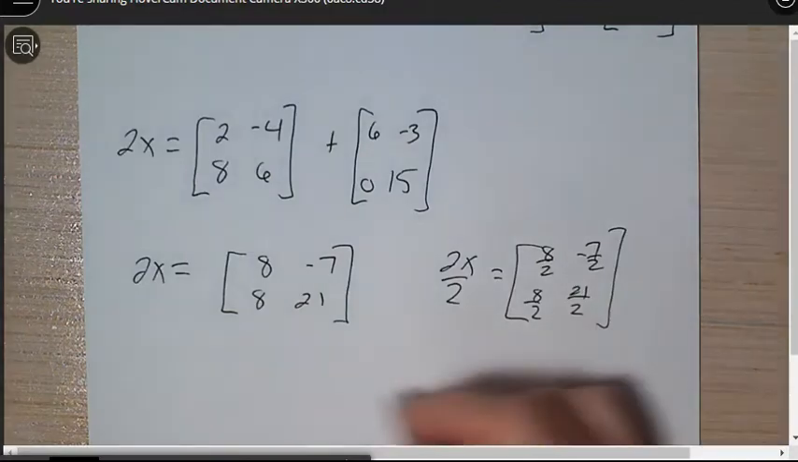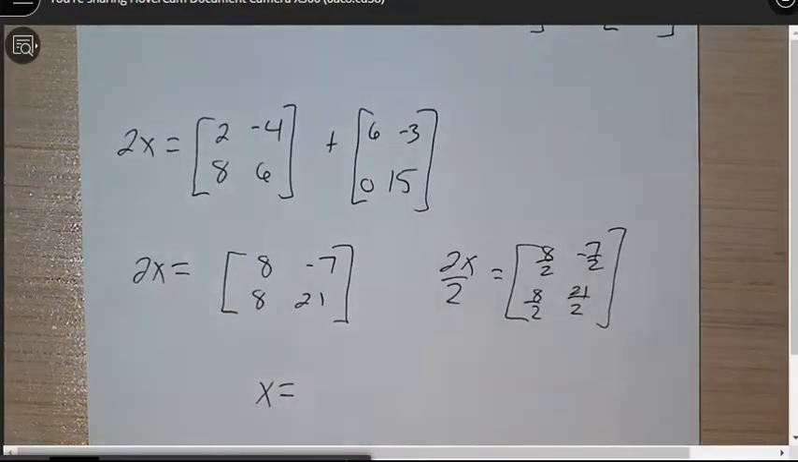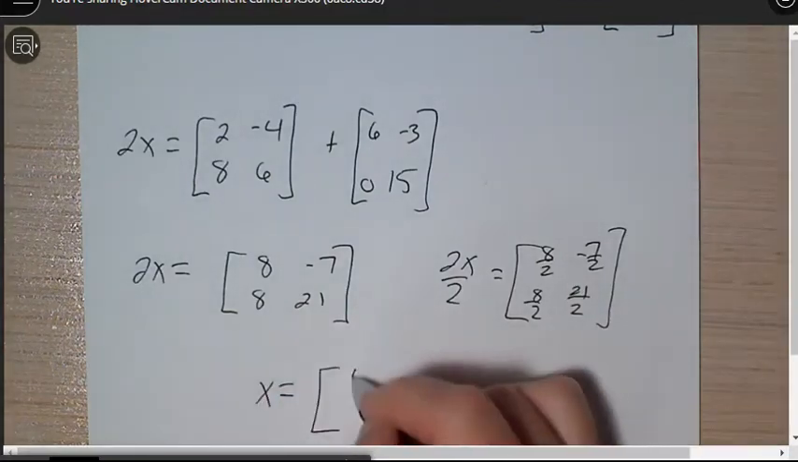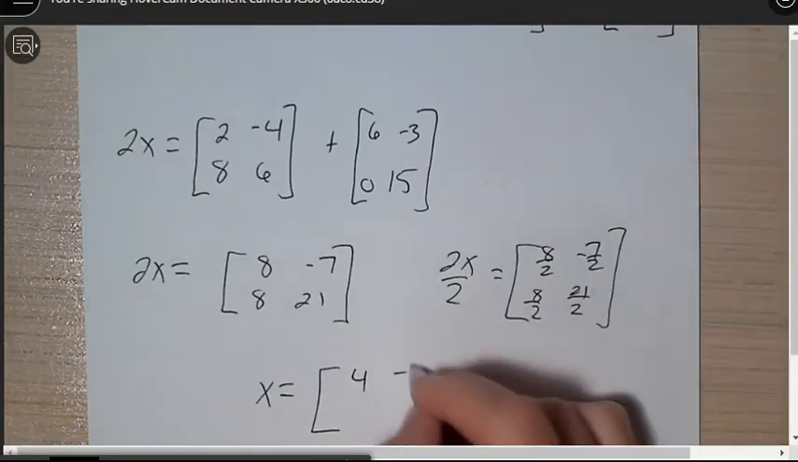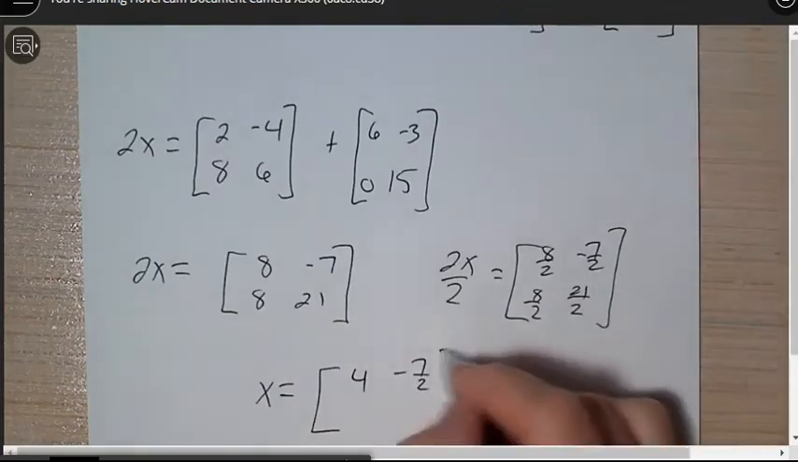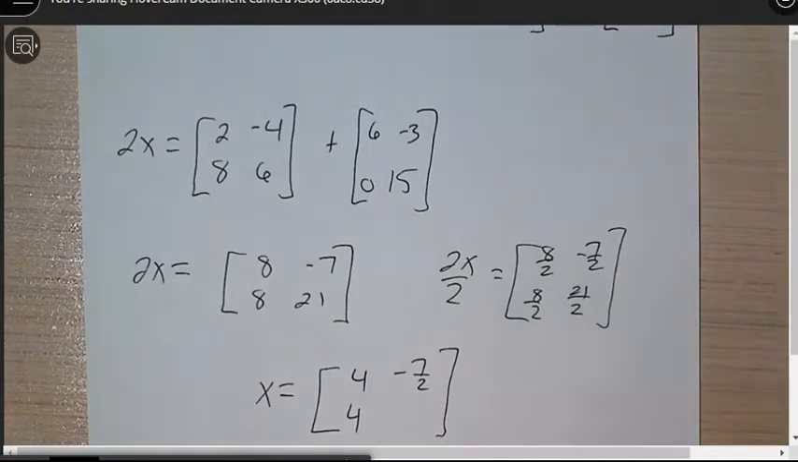So for this one, you would get that x would equal 4, just leave that as a fraction, -7/2, 4, and 21/2.